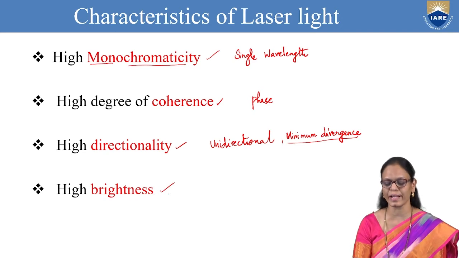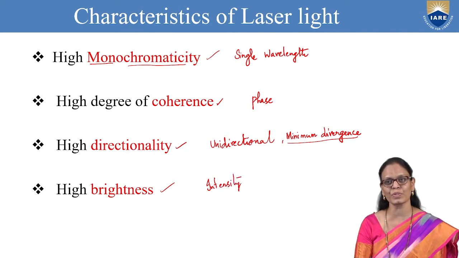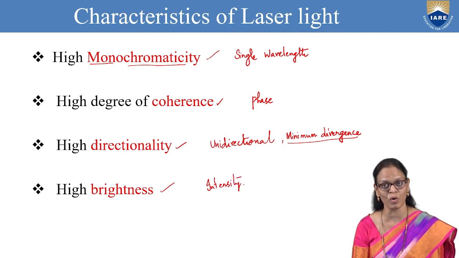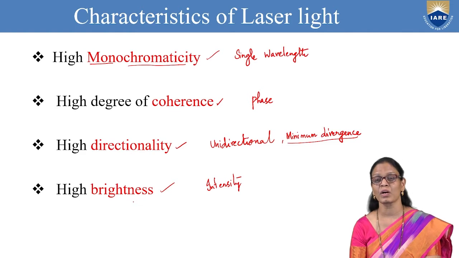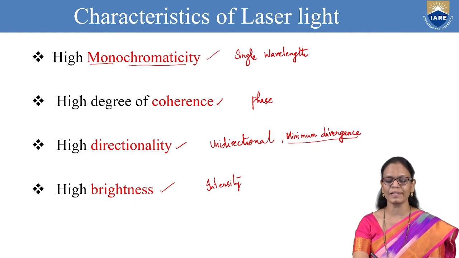Then comes high brightness. Brightness is always related to intensity. If the amount of light emitted per unit area, per unit time is more, then it is bright. So, laser light, when compared to ordinary light, is very bright. All these characteristics make laser very unique and special.